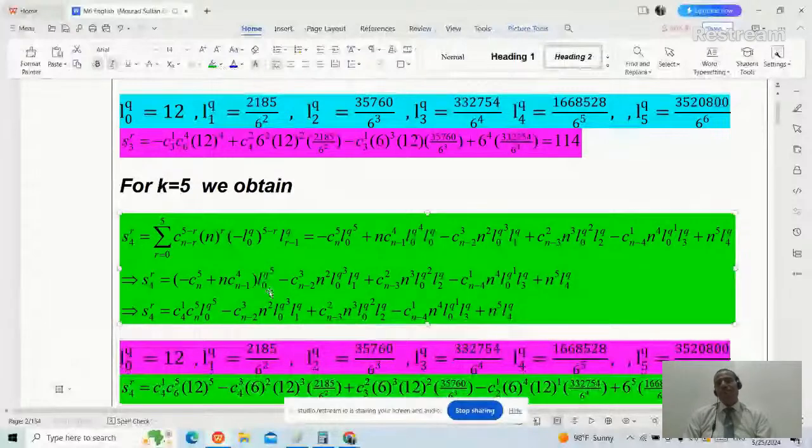I'll just write here S4 equals the sum that begins at 0 and ends at 5, combination n minus r, 5 minus r, times n raised to the power r times L0 of the q raised to the power 5 minus r, L r minus 1 over the q. This formula is called the discriminant formula of Mourad Sultan Ezouidi.